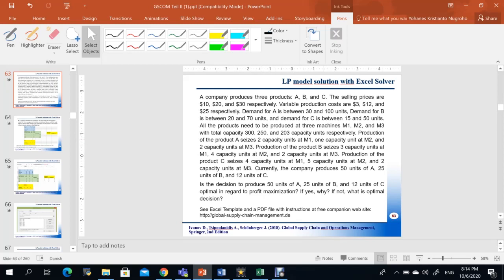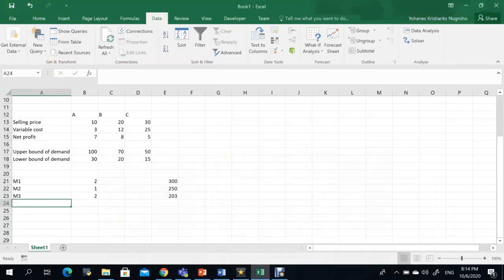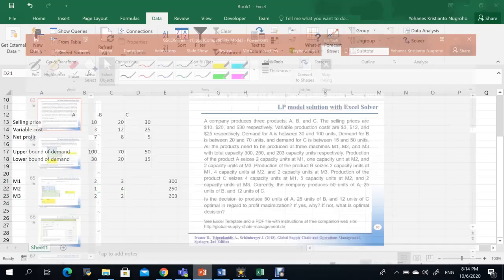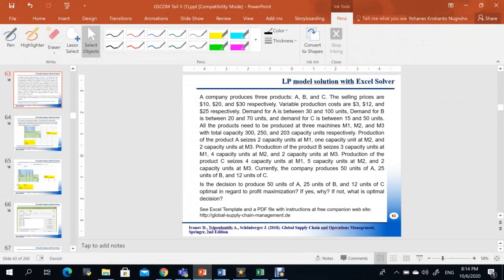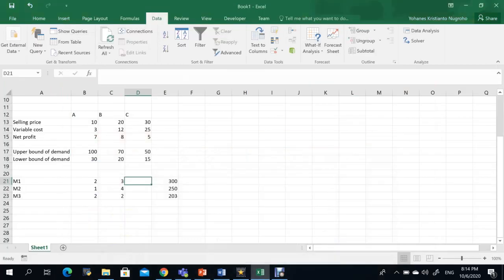Now B: 3, 4, and 2. Okay. So what about C? C says 4, 5, 2. Yes, 4, 5, and 2.